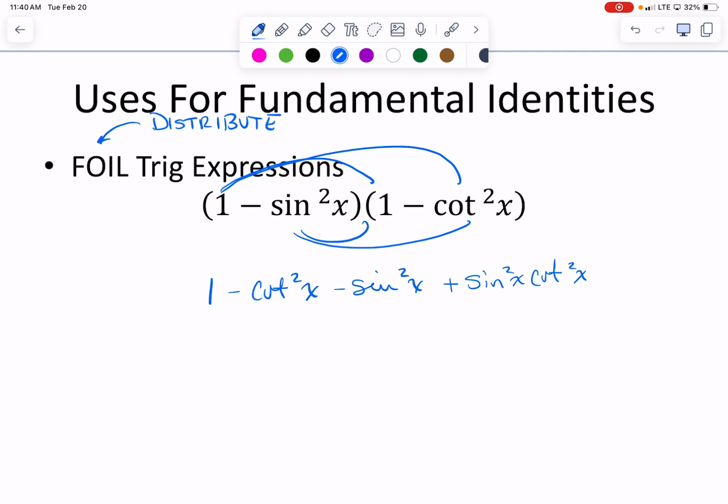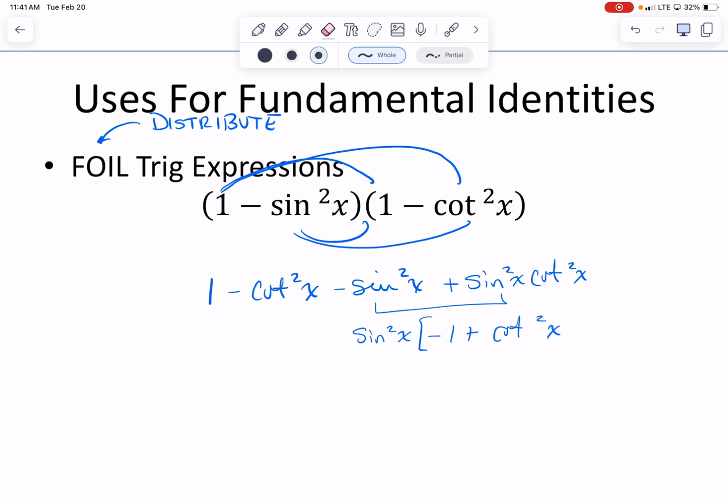So one thing we could do is look at these two terms and see how they have a sine squared in them. So if I pull out a sine squared, undistribute, the negative cotangent squared x is multiplied with negative sine squared x, right? If I do that, I'm just doing factoring by grouping. This got less easy very quickly.